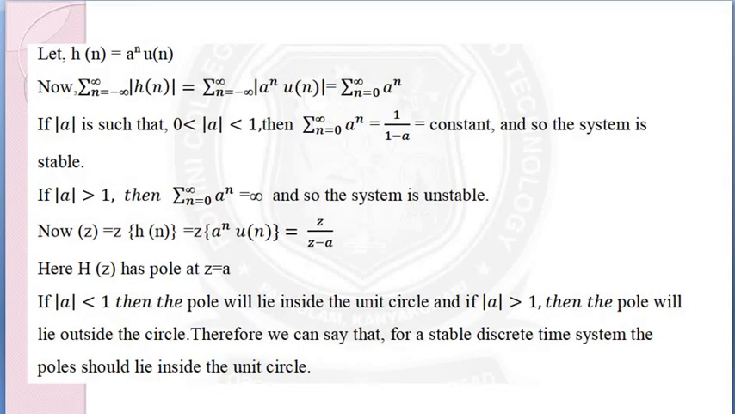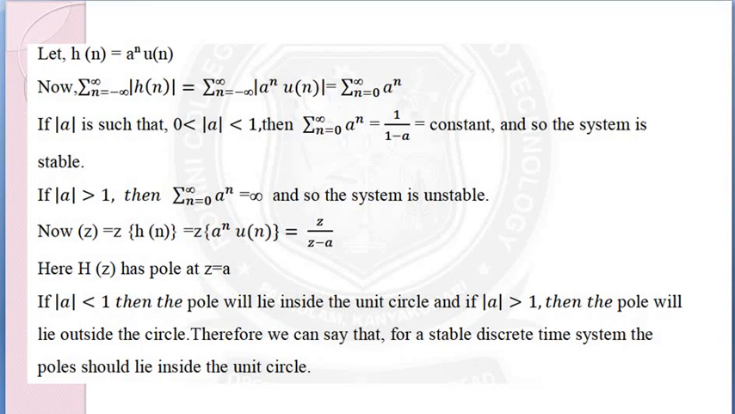Let h(n) equal a^n u(n). Now the condition for stability is summation n equal to minus infinity to infinity of modulus of h(n). Here substitute the h(n) value: summation n equal to minus infinity to infinity of a^n u(n). u(n) holds the value of 1 only if n ranges from 0 to infinity. So the summation limit changes to 0 to infinity of a^n. The summation becomes 1 divided by 1 minus a, that is a constant. So here the value of a is between 0 and 1 and the system is said to be stable.